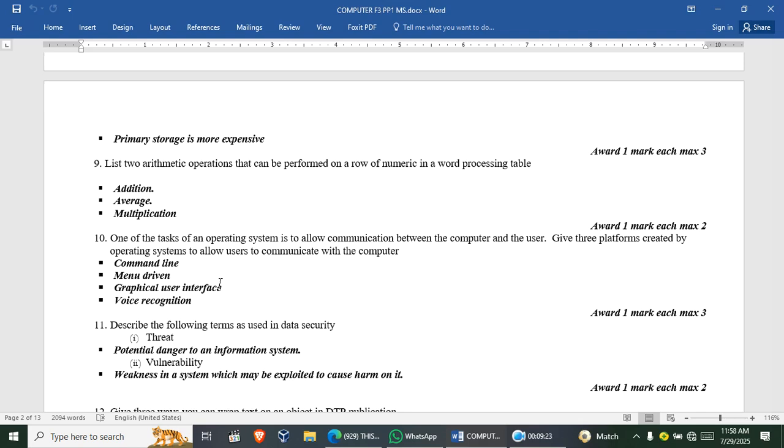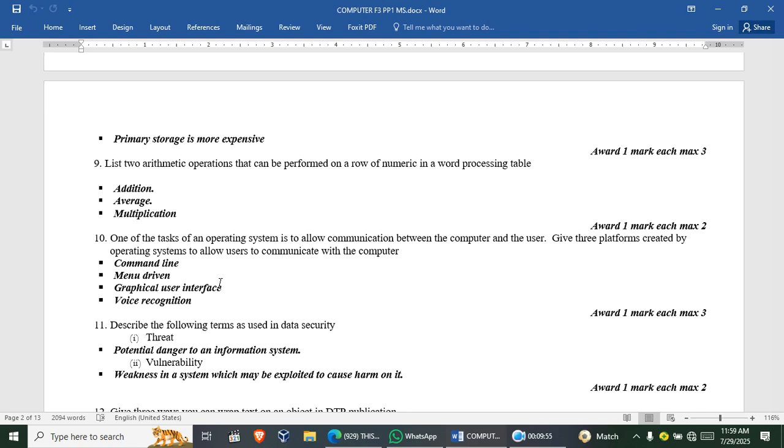One of the tasks of an OS or operating system is to allow communication between the computer and the user. Give 3 platforms created by the OS to allow users to communicate with the computer. Now this one, we are asking about the interaction between the OS and the user. Remember, the OS is installed in the computer. So here we have command line. You can have menu-driven interface. Remember, we have command line interface, menu-driven interface, GUI, graphical user interface, and voice recognition.